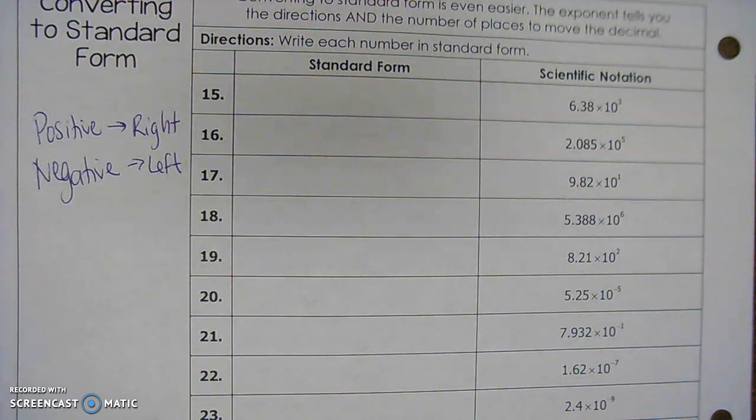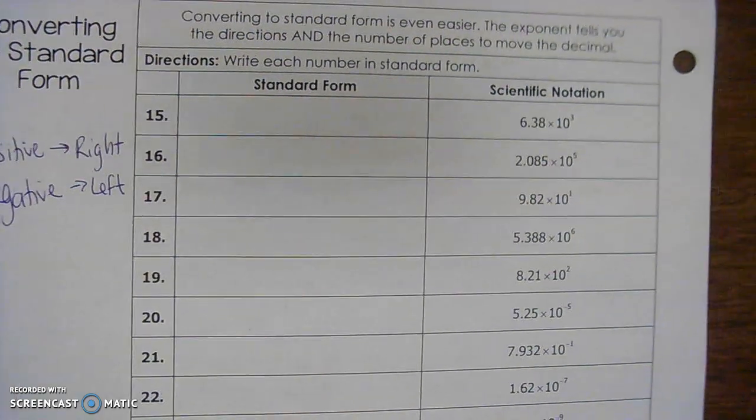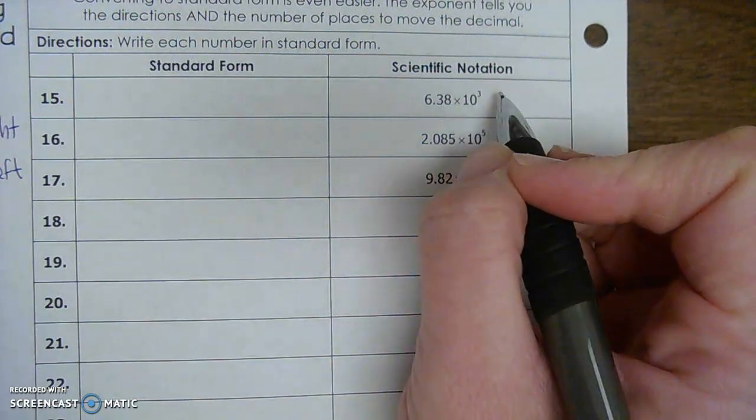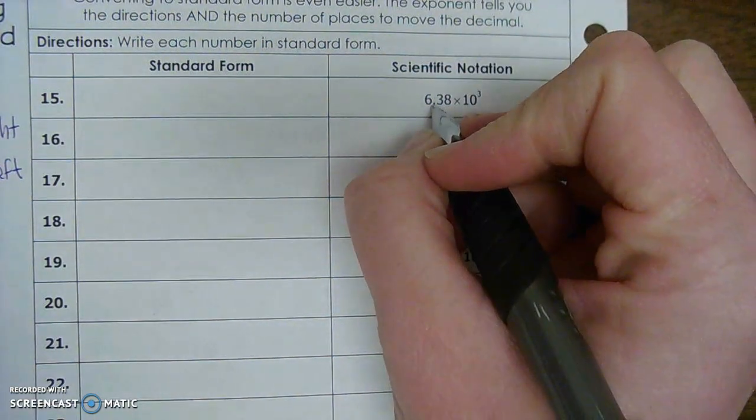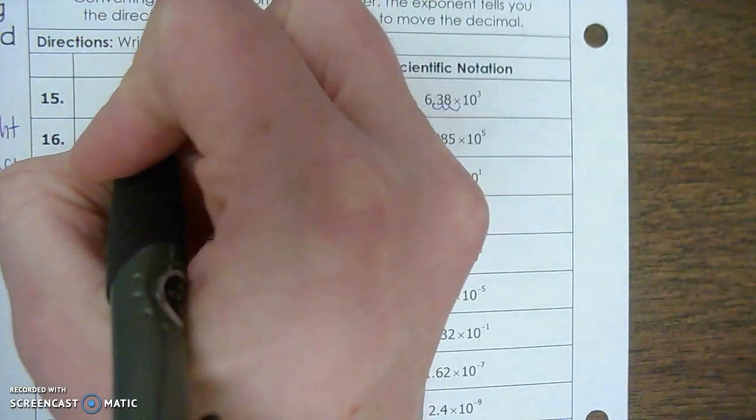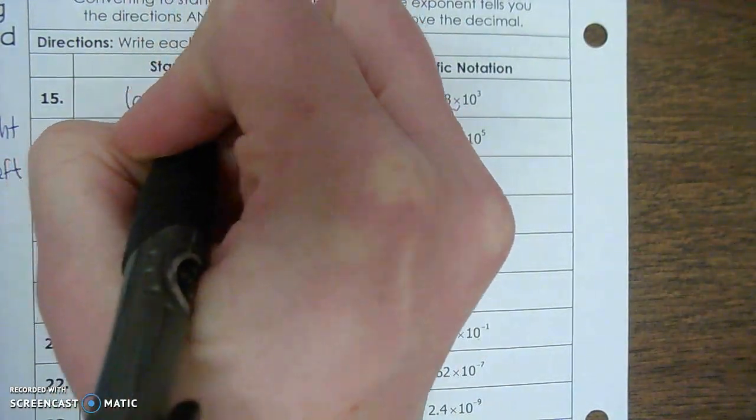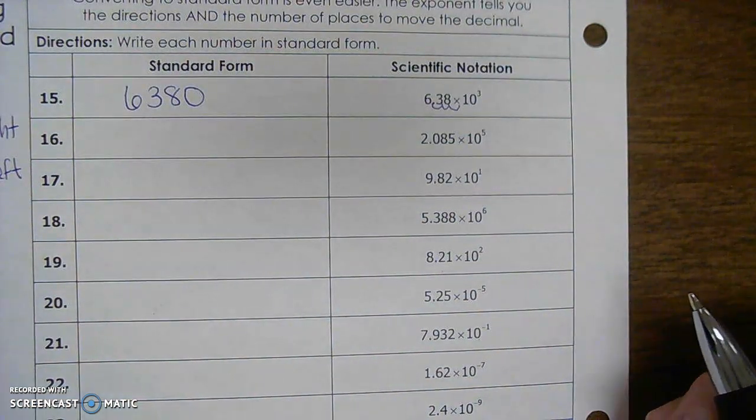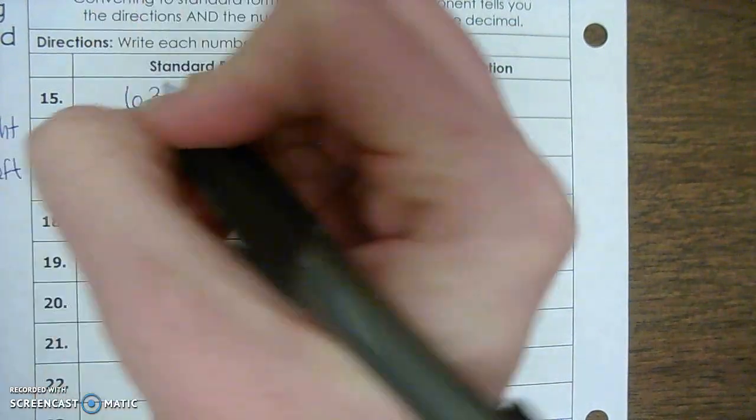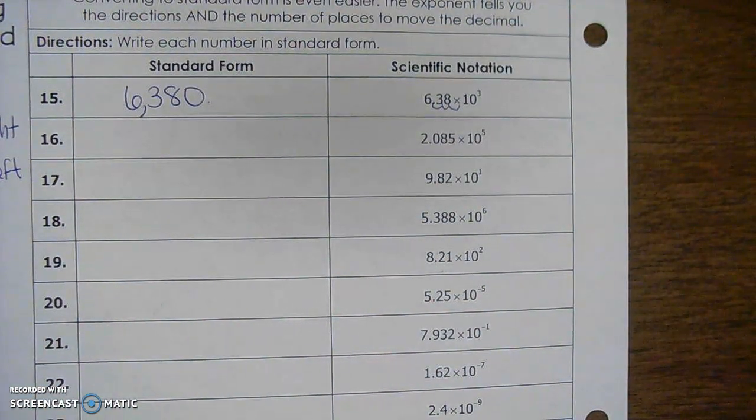Now I'll show you how you can do this without having to move the decimal if you want. So you can always move the decimal and make your loops, or there's another way we can do this. So our first one, 6.38 times 10 to the positive third. So positive means we move it right 1, 2, 3, so we need to add an extra 0, 6380. I do want you to put the commas in, so remember you start at the back and count to the left 3, so 6,380.